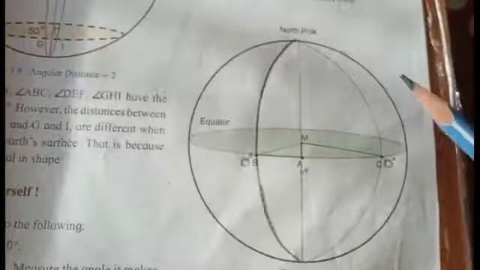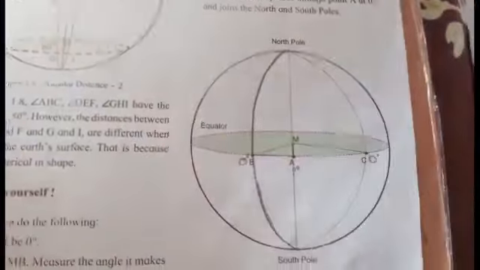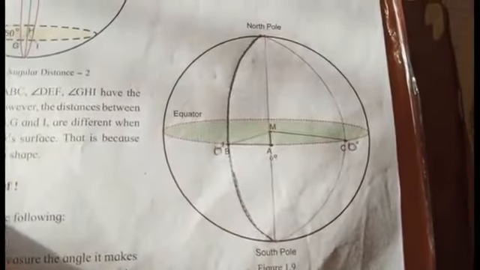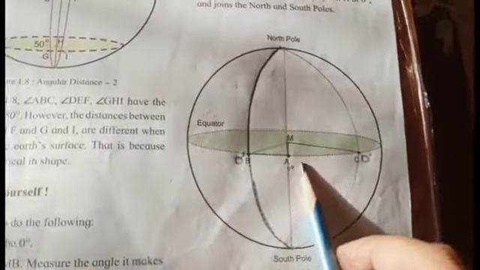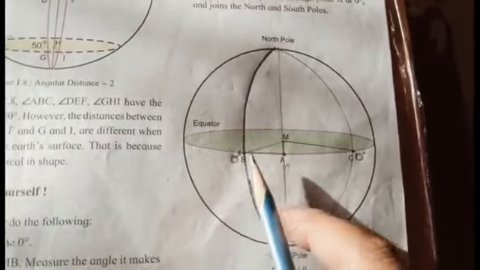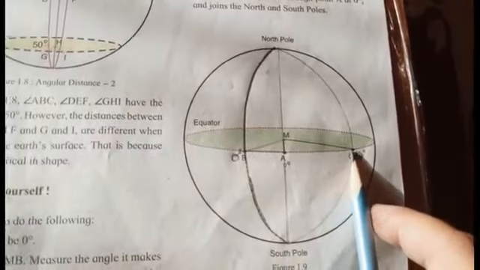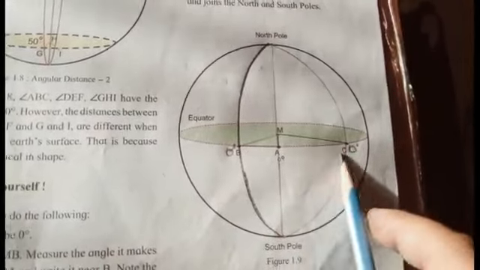So I have mentioned here that the angular measurement of B and the angular measurement of C is 0 degree. If you can see, A is also lying at 0 degree. So all these points are lying at 0 degree.